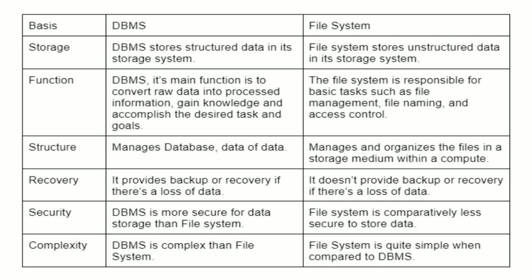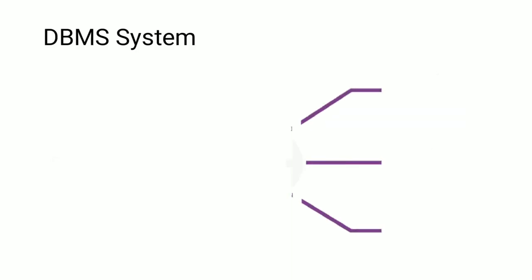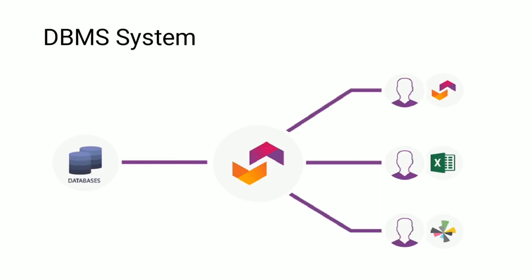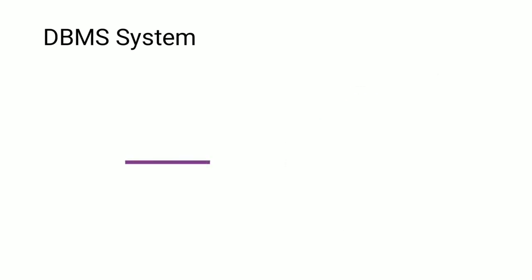Next one is complexity. DBMS is more complex than a file system. A file system is quite simple when compared to DBMS. Why is DBMS complex? It requires SQL queries. It is a standardized format to retrieve information from the database. Here is the actual structure of requesting something and getting back the actual result. Thank you.